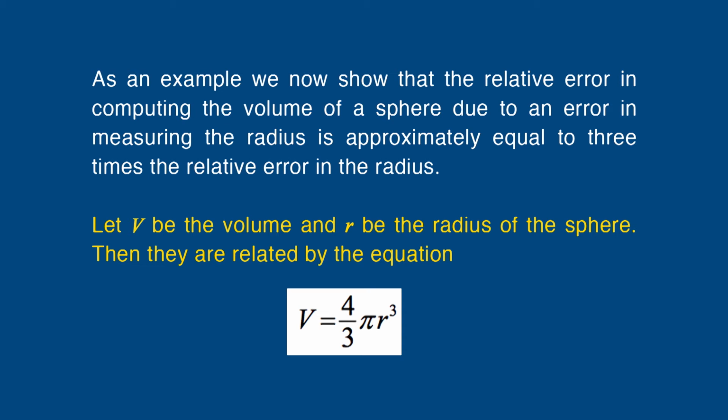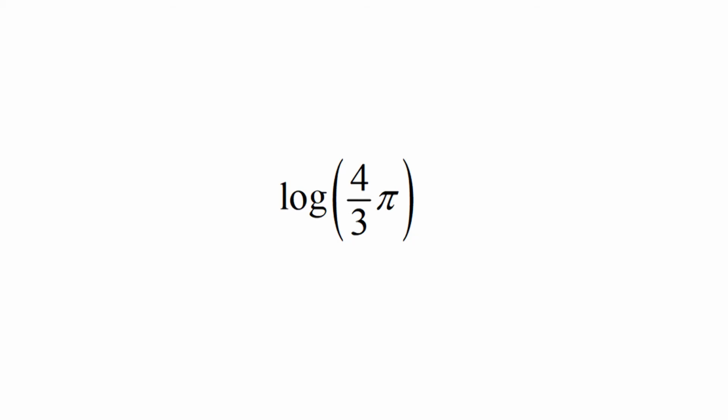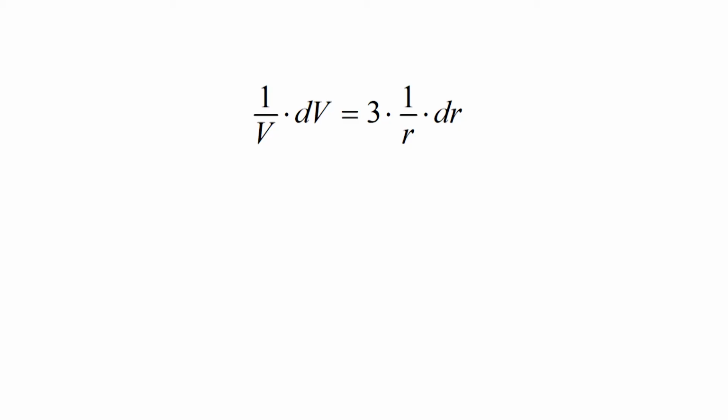Taking logarithms on both sides, we obtain log V is equal to log of 4 by 3 pi plus 3 log r. The differential of a constant is 0. Hence, the differential of log of 4 by 3 pi is 0. Thus, taking differentials, the above equation yields 1 by V times dV is equal to 3 times 1 by R dr, which is dV by V is equal to 3 times dr by R.